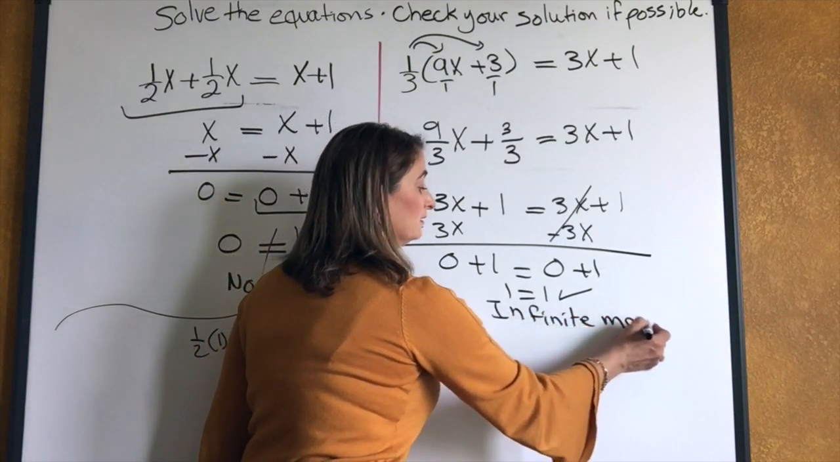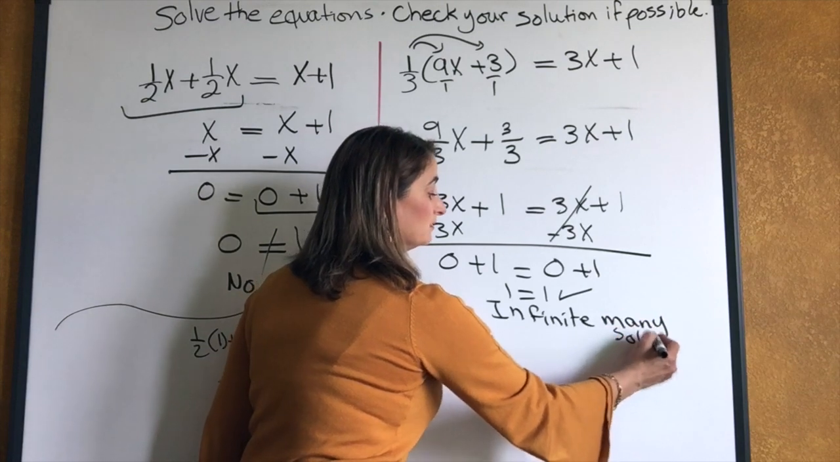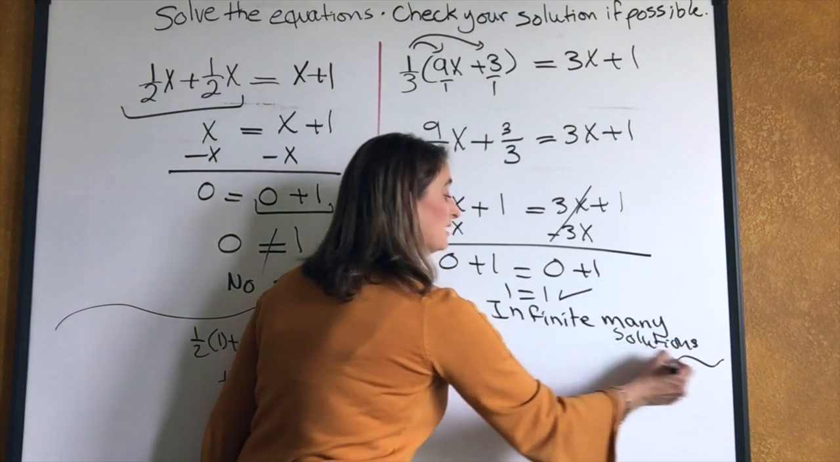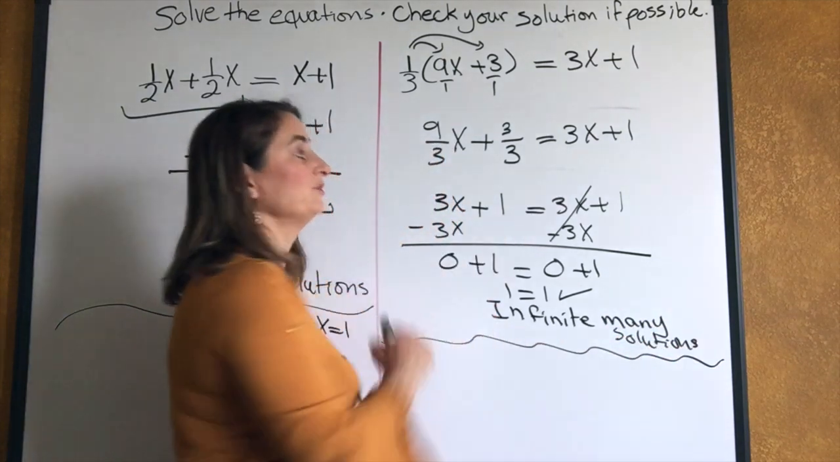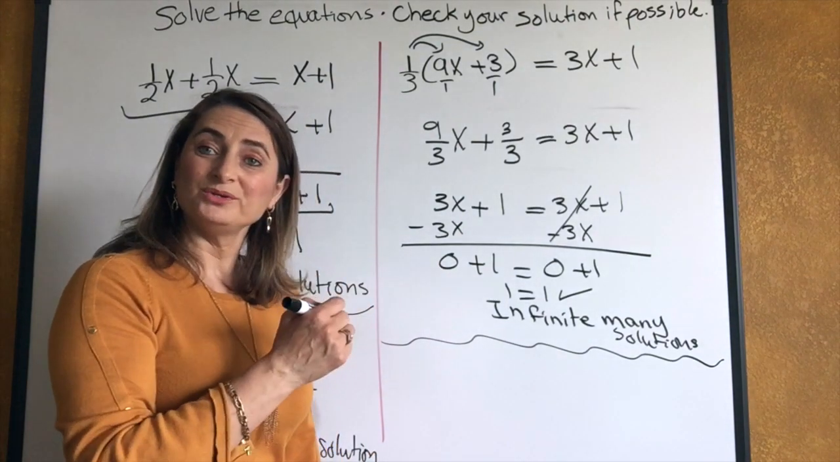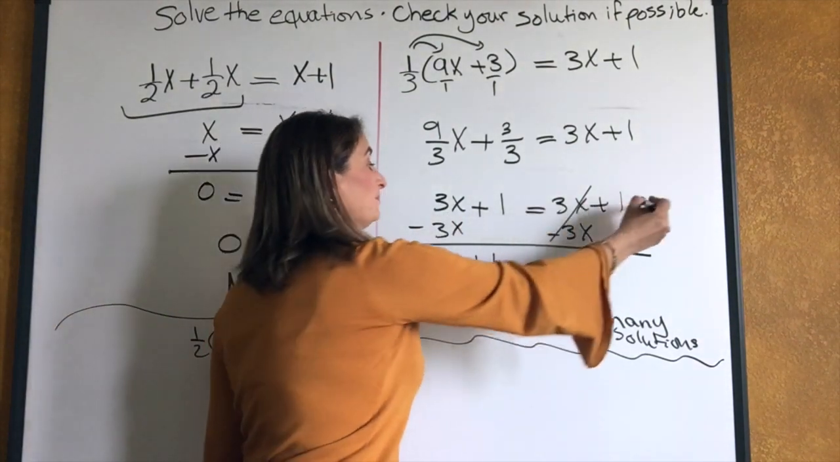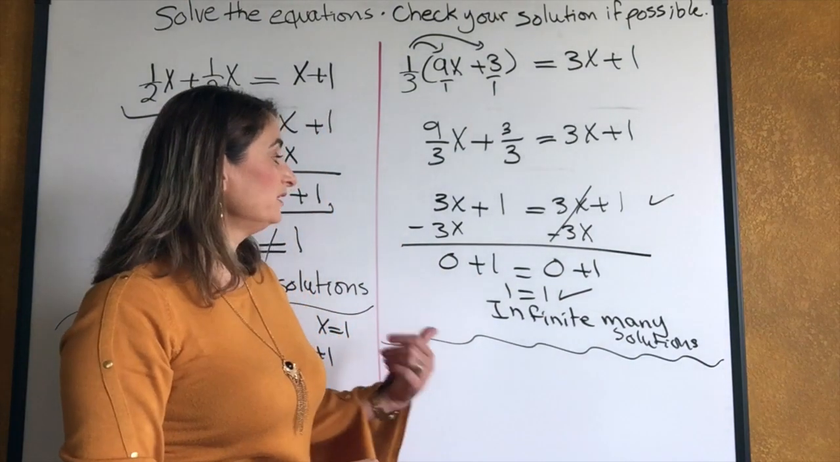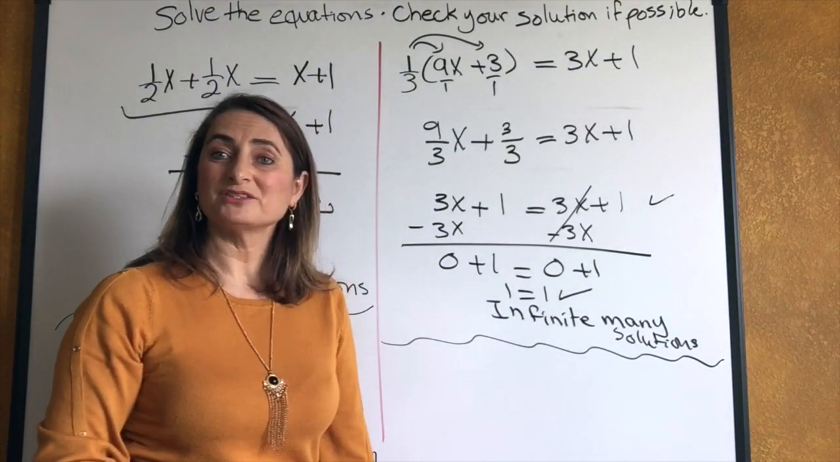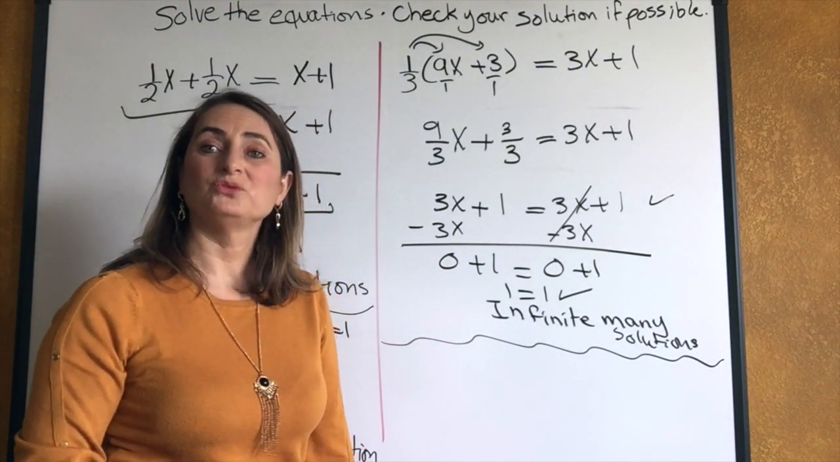many solutions. Which means all the numbers will make both sides equal. And if you notice, I can stop here. 3x plus 1 equals 3x plus 1. That's the same equation, which means infinitely many solutions.